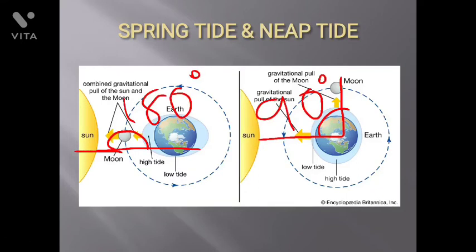As the resultant force in the case of spring tide is more, that's why the spring tide is stronger than the neap tide, and in the case of neap tide the resultant force is weak. That's why the neap tide is not that strong relative to the spring tide.